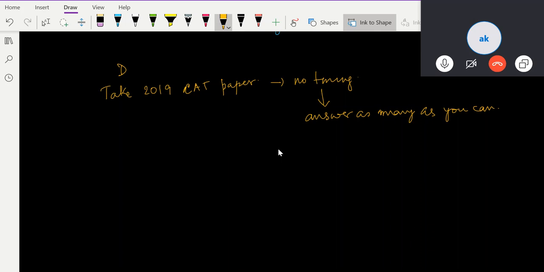What are your difficulty levels? What are your problem areas, so that we can work out a strategy for those things? So would you be able to do this by this weekend? Yes, sure. I'll do this by this weekend. Okay. So just answer as many questions as you can. Take your time, and then we'll discuss it. So this is step number one.